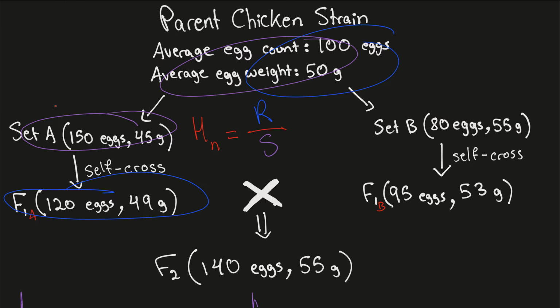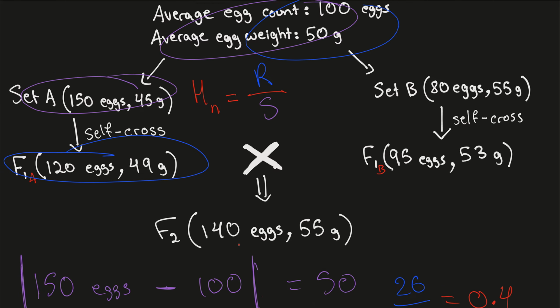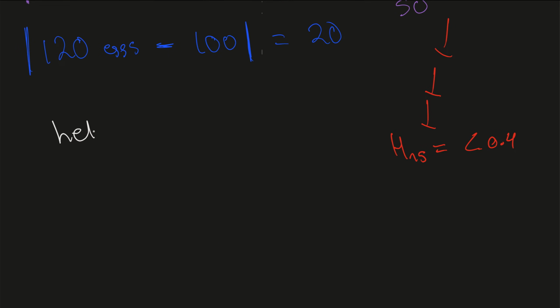Now, what happens when we cross this F1 generation with the other F1 generation? Well, we get this F2 generation that's better than both, right? And why is this better than both? Well, sometimes you have something called heterozygote superiority, right? And what is this heterozygote superiority?